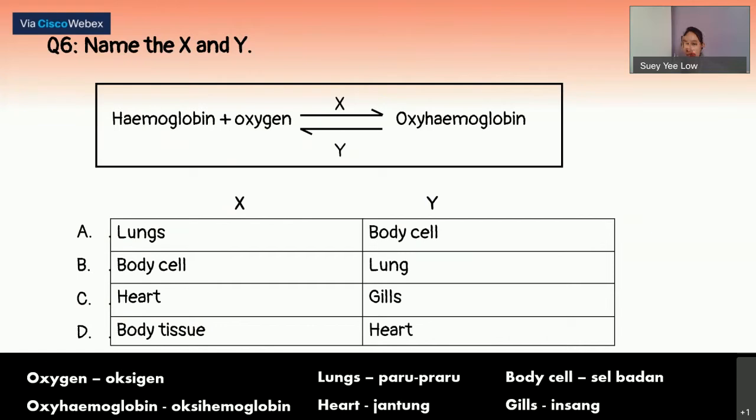So, which one will be your answer? A, X is lungs, Y is body cell. B, X is body cell, Y is lung. C, X is heart, Y is lungs. D, X is body tissue, Y is heart. So, which will be the correct answer?